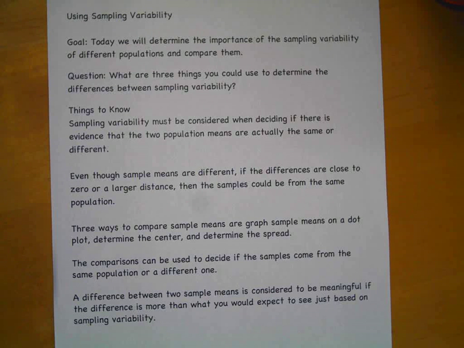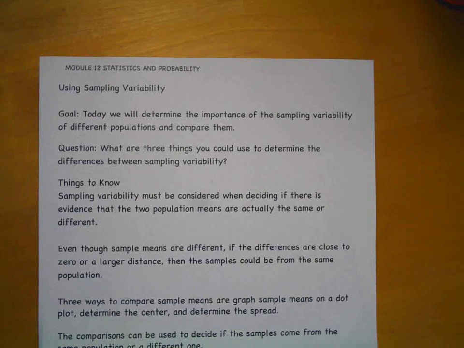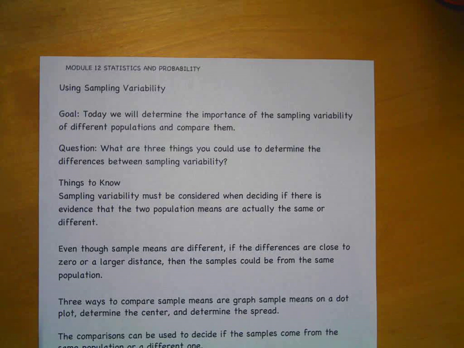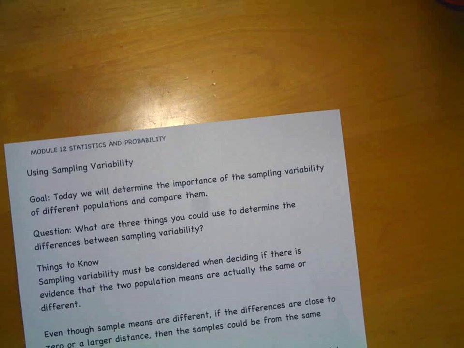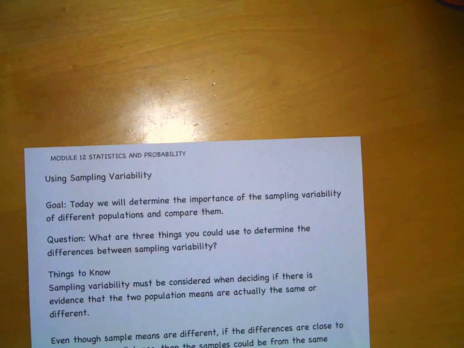There is no actual formula that helps you decide this. You just have to look from your data that's presented on the dot plots when you actually get it graphed. Okay? The best way to understand this really is to just take some data and get it on there and then have conversations, which is what we'll do in class when you have an opportunity to try it. So our goal today, we will determine the importance of the sampling variability of different populations and compare them. That's what we're going to do in class.